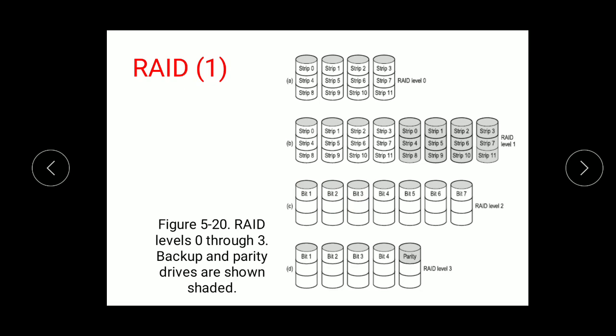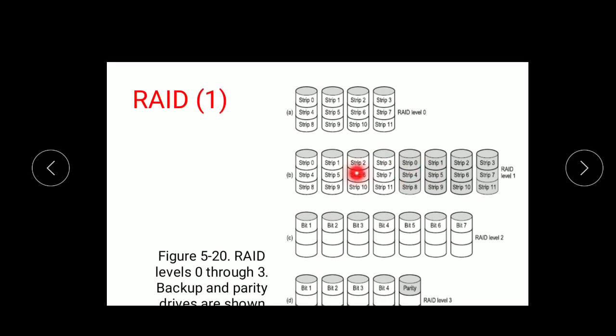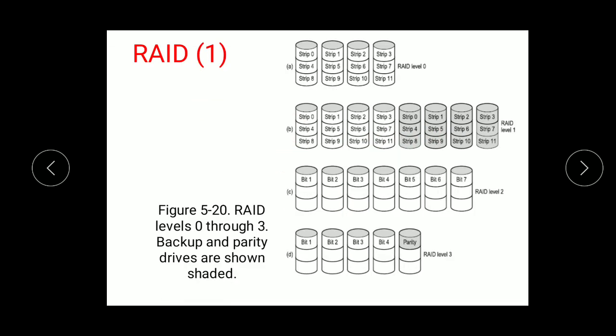So one after another is the process in RAID level 0. Next is RAID level 1. When we talk about RAID level 1, RAID levels 0 and 1 operate with strips of sectors only. They work with strips only, and you can see these strips in RAID level 2 are bit 1, bit 2 and bit 3, likewise.